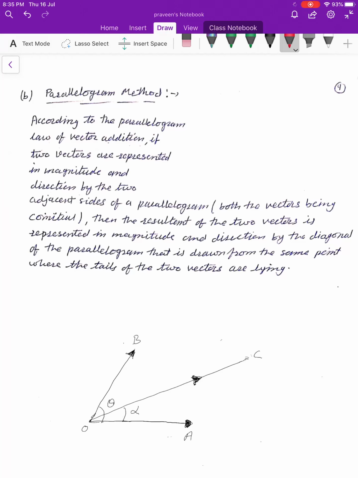Hello student, today we will discuss the parallelogram method.